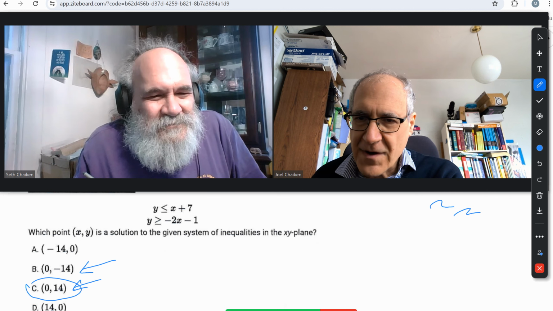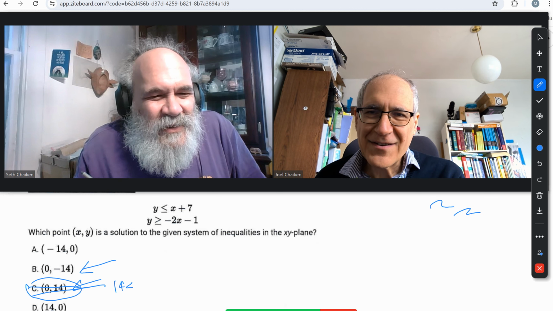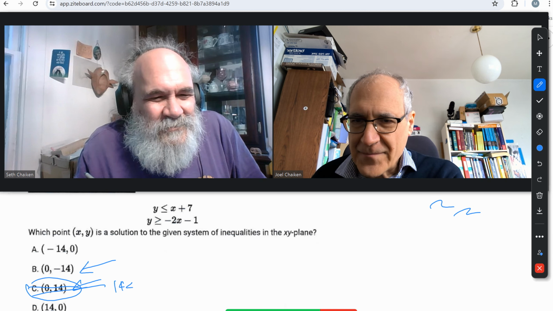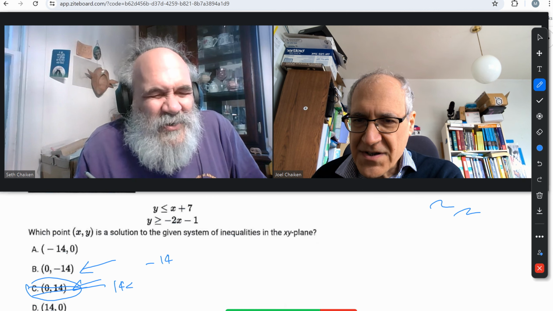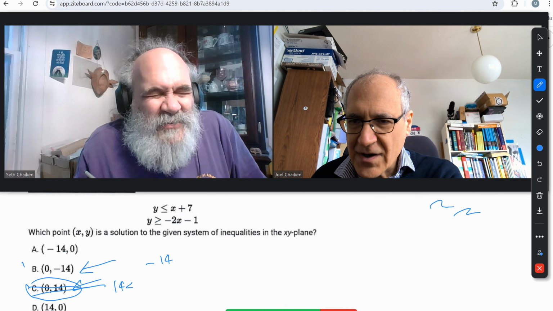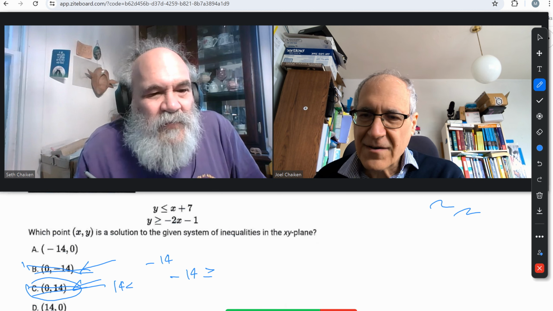So this one means 14 is less than 7. No, forget it. 14 is not less than 7. So forget that one. How about this one? Negative 14. Minus 14 is less than 7. That's good for the first inequality. But minus 14 is not greater than or equal to minus 1. So we're stuck with that one.